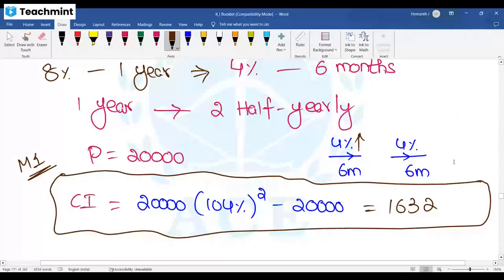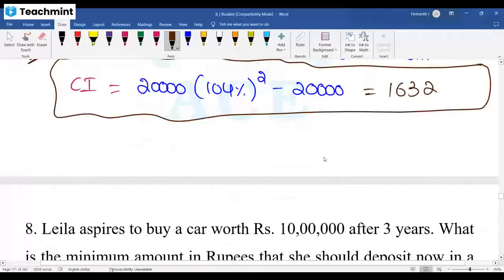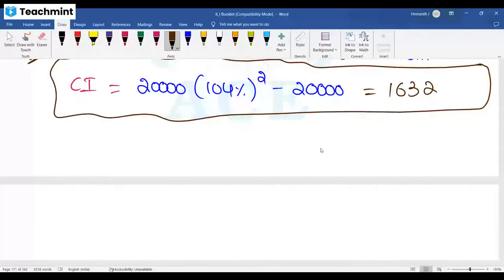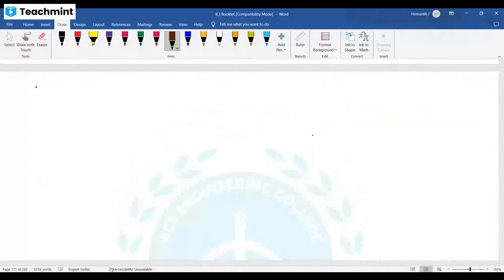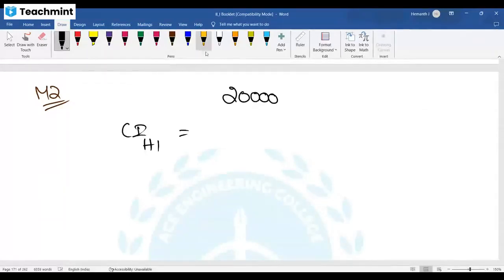Done. Now see method 2, when calculator is not allowed, how well are you going to solve this question? Less time. The problem is time duration here. Now see method 2. In method 2, see how simple you can solve this question. Now, the investment is 20,000, right? Okay. First half yearly, what is the rate of interest?